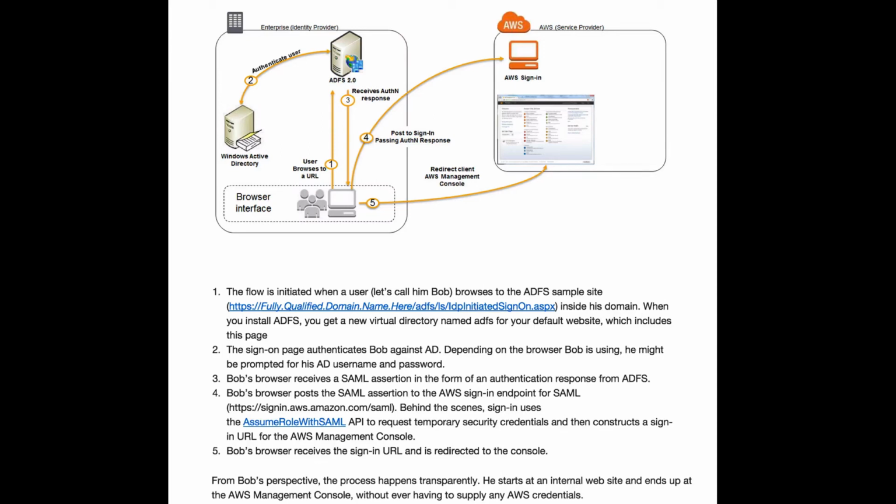Behind the scenes, sign-in uses the AssumeRoleWithSAML API to request temporary security credentials, and then constructs a sign-in URL for the AWS Management Console. And then you'll be able to log into the Amazon Web Console.